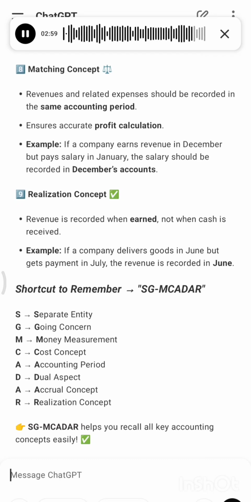A shortcut to remember: SG EBITDA. Separate entity, G going concern, M money measurement, C cost concept, A accounting period, D dual aspect, A accrual concept, R realization concept. SG helps you recall all key accounting concepts easily.